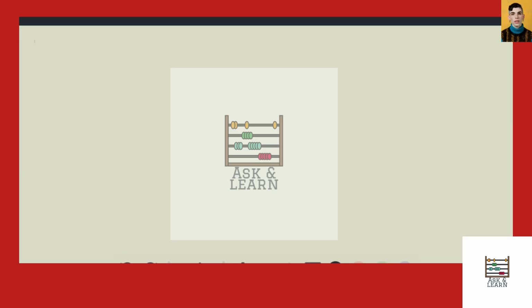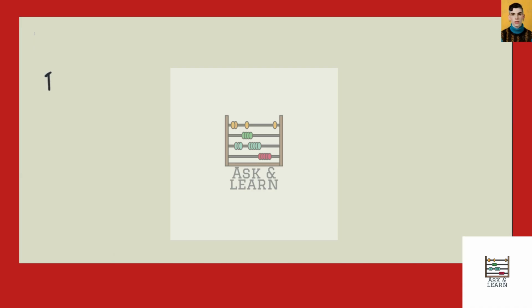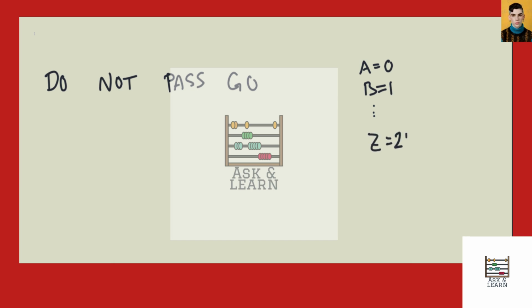Okay, so the first thing we need to do is translate the phrase, "do not pass go." It's going to be a simple translation where instead of A being equal to 1, we'll start at 0. So A is 0, B is 1, and we'll continue that down to Z being equal to 25.